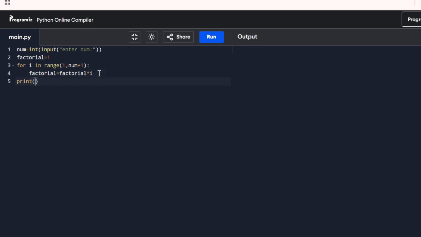Print factorial. Factorial is... not factorial. Yes, our code is correct. We'll enter factorial of 3. Factorial of 3 is 6, as we know.